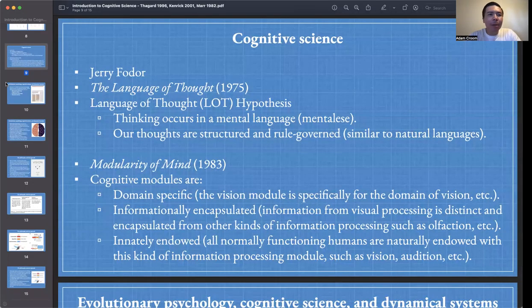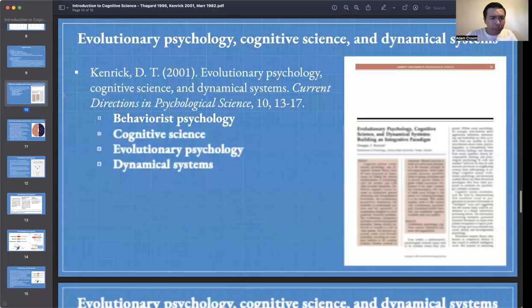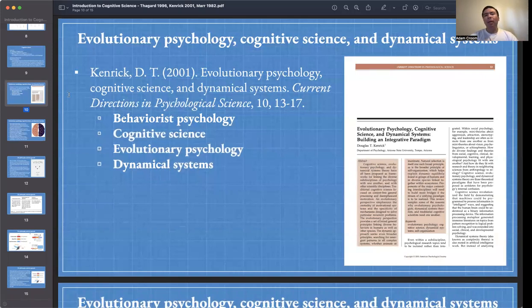All right, now that we've considered Jerry Fodor's idea of the language of thought and his criteria for cognitive modules, next, let's go ahead and gain a clear understanding of the distinction between behaviorist psychology, cognitive science, evolutionary psychology, and dynamical systems. We read another article for today by Kenrick entitled Evolutionary Psychology, Cognitive Science, and Dynamical Systems.